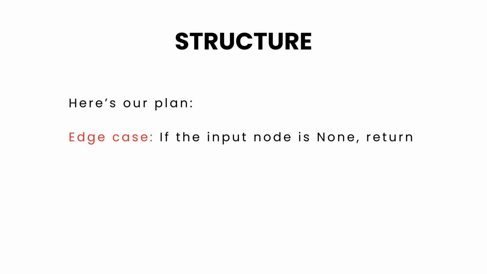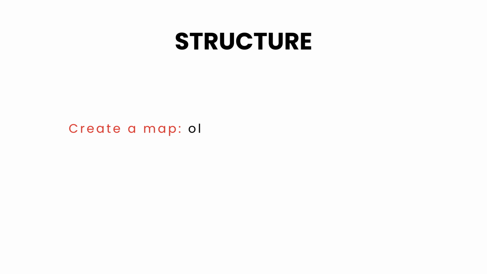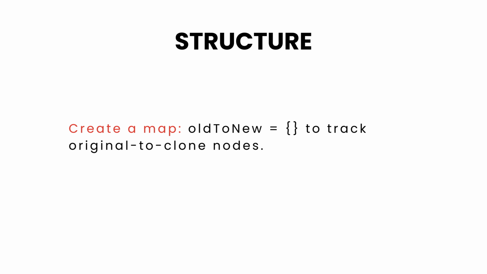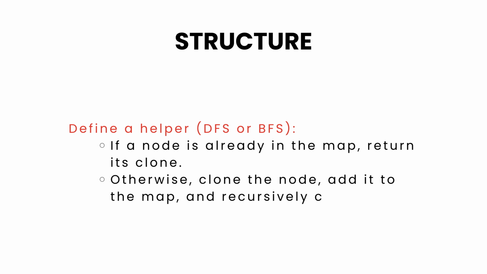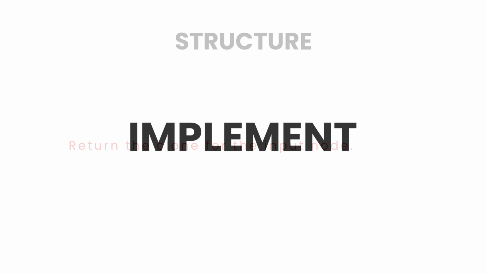Here's our plan. Edge case: if the input node is None, return None. Create a map, old_to_new, to track original to clone nodes. Define a helper, DFS or BFS. If a node is already in the map, return its clone. Otherwise, clone the node, add it to the map, and recursively clone all neighbors. Return the clone for the input node.